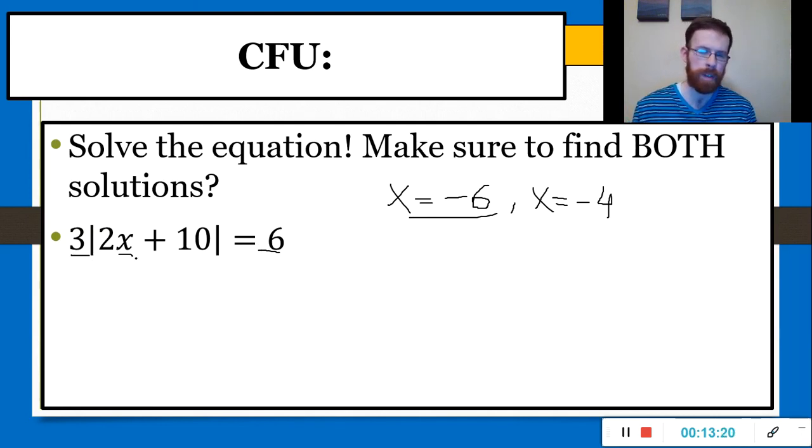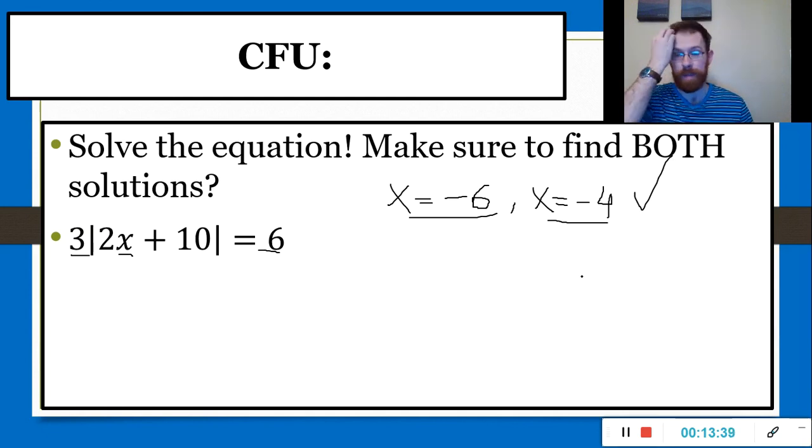Negative 4. What's negative 4 times 2? Negative 8. What's negative 8 plus 10? Positive 2. Positive 2 absolute value, well, that's still a positive 2, times 3. 3 times a positive 2 gives you 6. Negative 4 works. Got my answers.